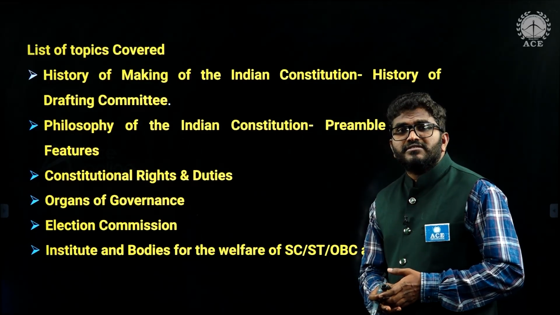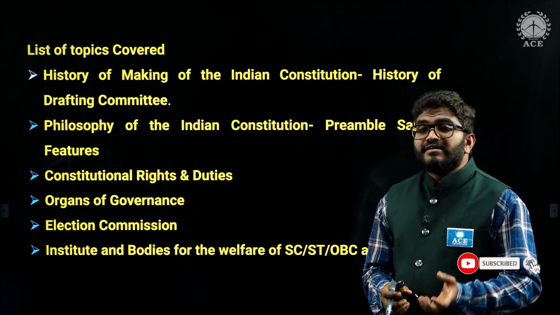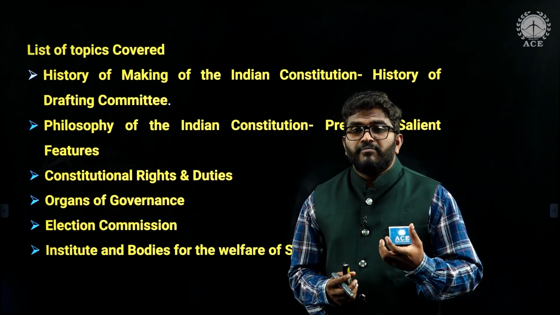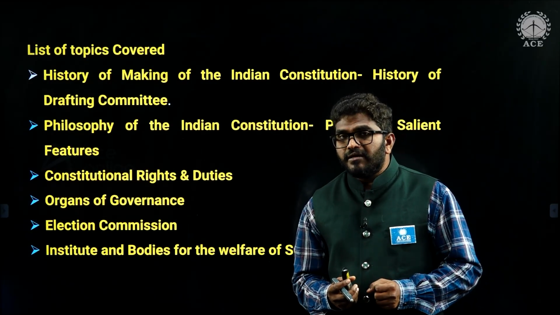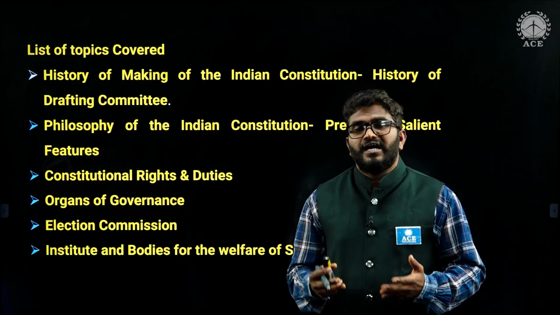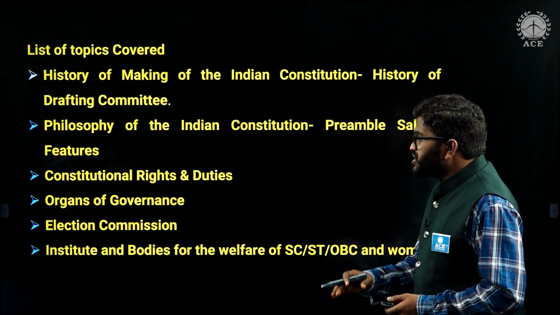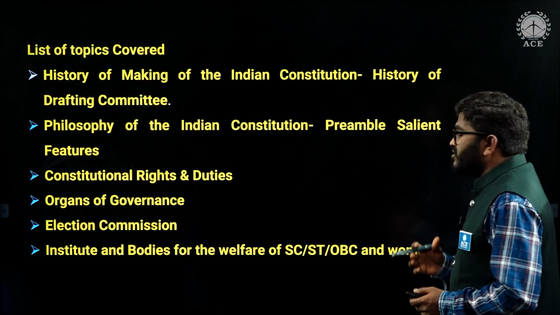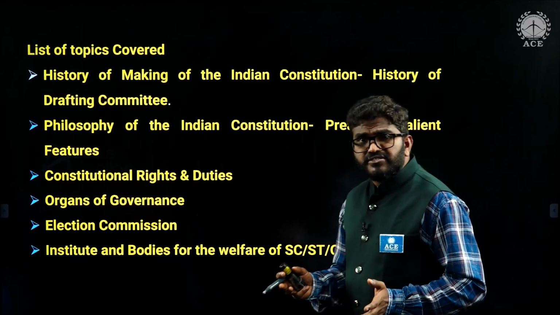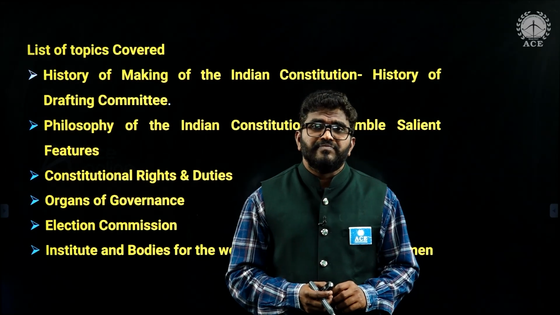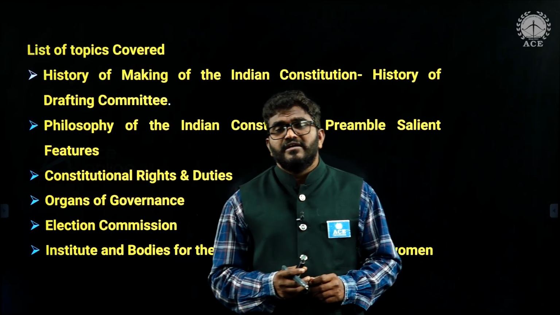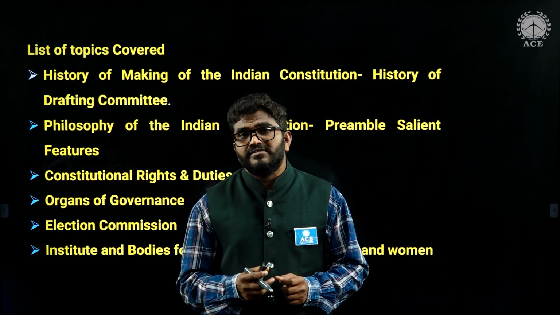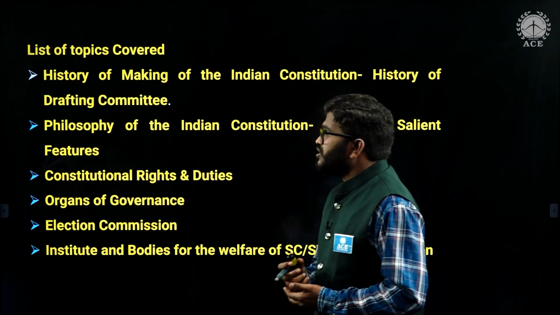Then I am going to explain the Election Commission, the central election commission and state election commission, how they are appointed, how many members are there in that commission, and what the duties and responsibilities are. Then finally, institutes and bodies for the welfare of scheduled castes, scheduled tribes, other backward classes and women. There are so many commissions, like the National Commission for Women, National Commission for Other Backward Classes, and National Commission for Scheduled Tribes and Scheduled Castes. I am going to explain all these commissions and constitutional bodies.